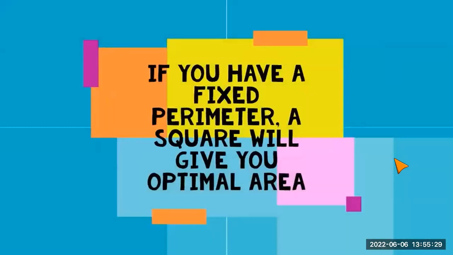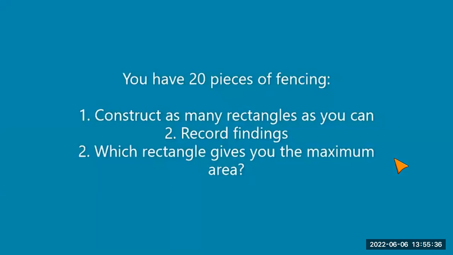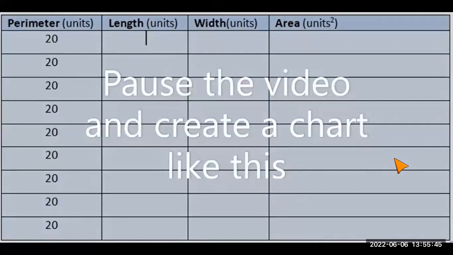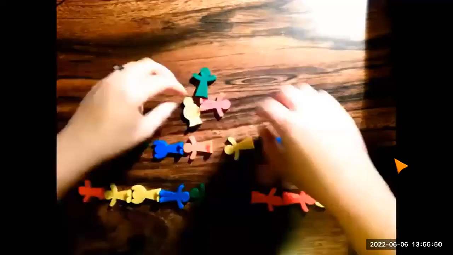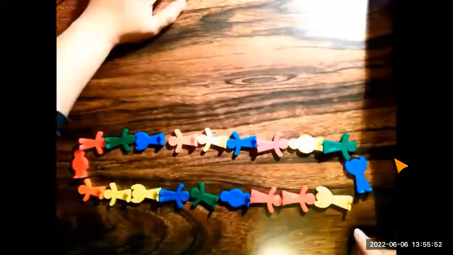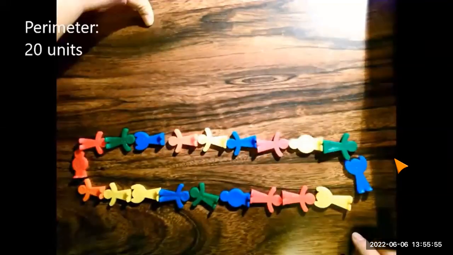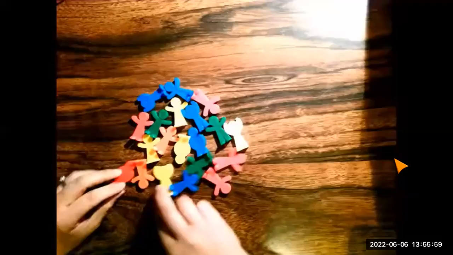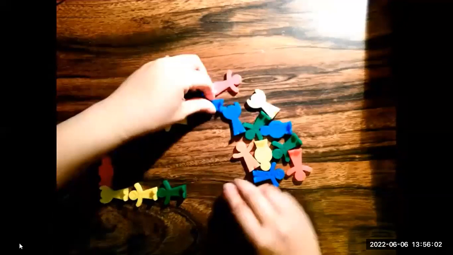Okay, the premise of this is if you have a fixed perimeter, using a square will give you the largest area. So here we have 20 pieces of fencing. Construct as many rectangles as you can. Record your findings. So pause your video and create a chart like this. Okay, I've created a rectangle that has 20 units in total.